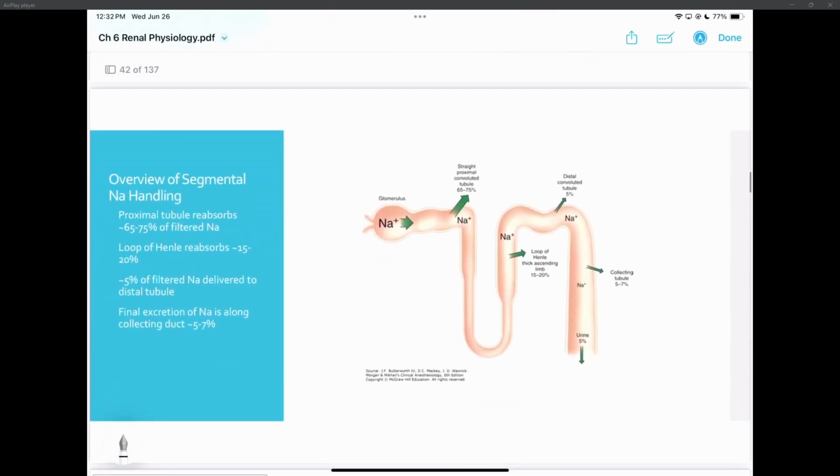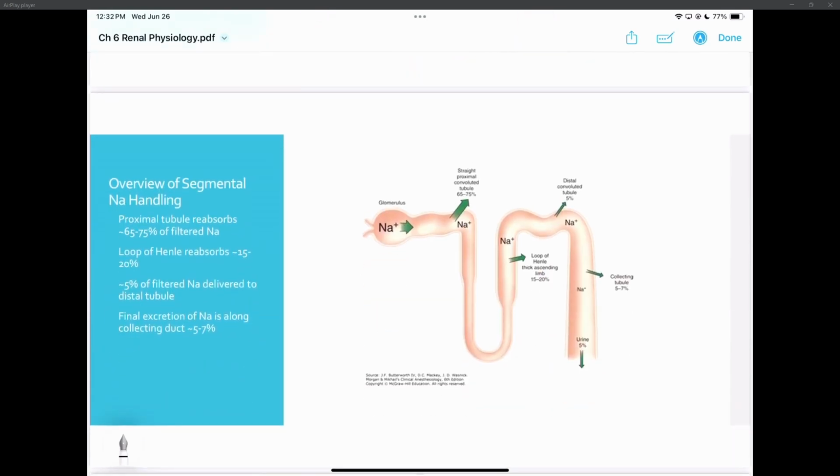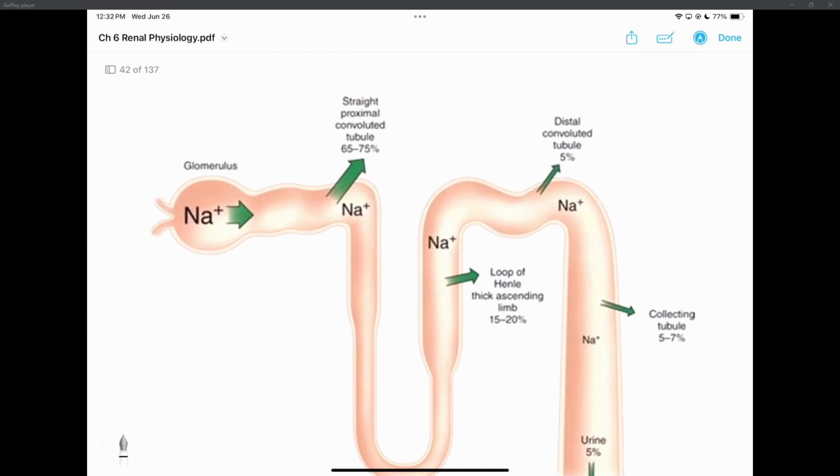So where is sodium mainly reabsorbed? Proximal tubule, 65 to 75% of it is reabsorbed there. Remember, we dump all of it into the Bowman's space, in the Bowman's capsule. That's our filtered load. We just dump it all in there, but obviously we don't want it to stay in there. We need to pull some of it back out. The bulk of it happens in the proximal tubule.